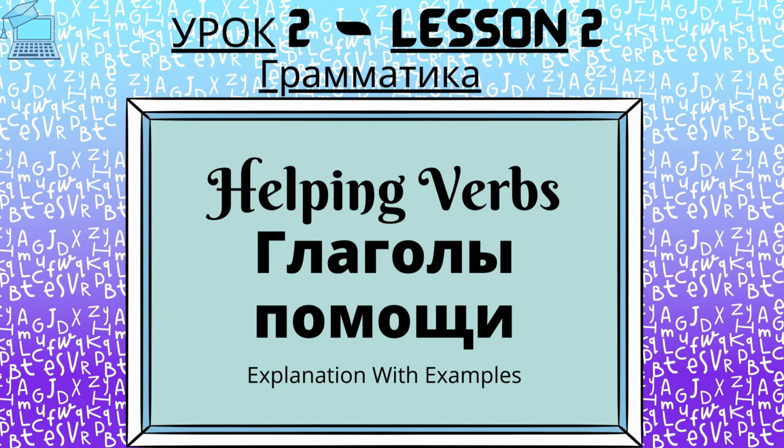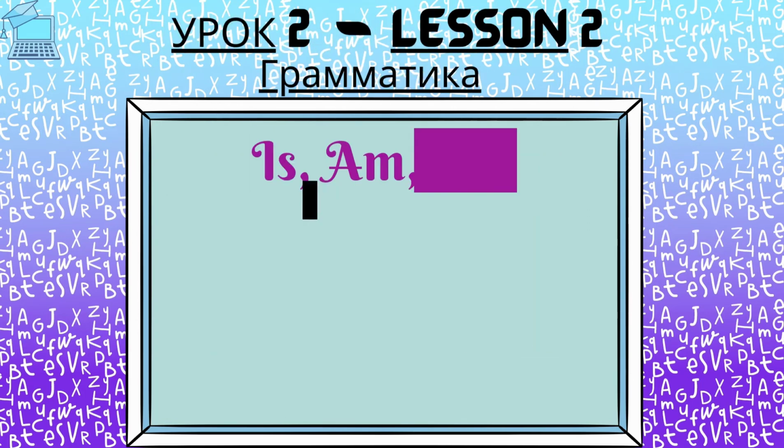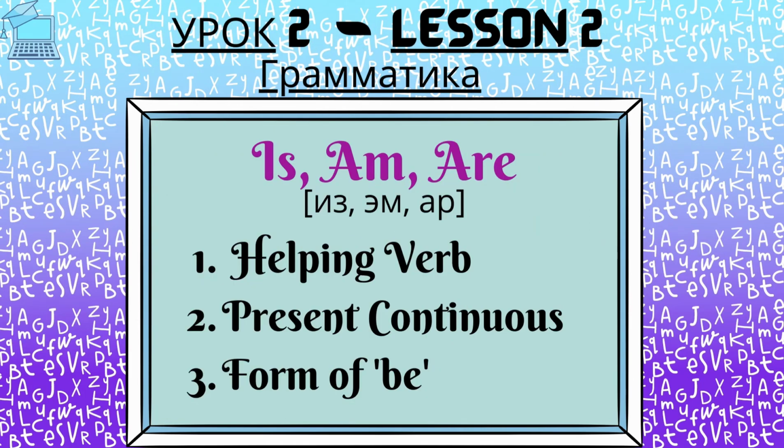And now we are going to do some basic grammar. We'll start with helping verbs. Is, am, are. Point number 1, these are helping verbs. Point number 2, these are present continuous. And point number 3, these are form of be.